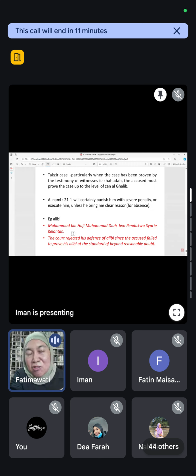Dekat sini lah, kalau you kena charge bahawa criminal, bahawa you menikahkan orang tanpa tauliah, that is bahawa criminal atau bahawa syariah criminal offences. So tu kena bawah level dia punya standard of proof adalah beyond reasonable doubt. Okay? Boleh?